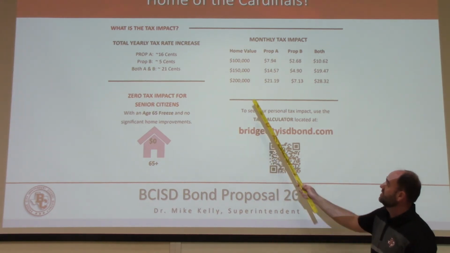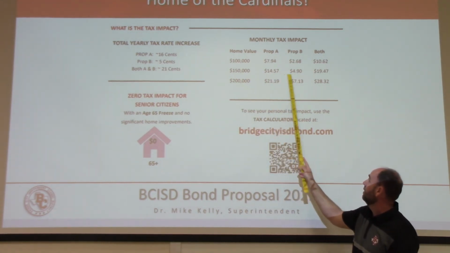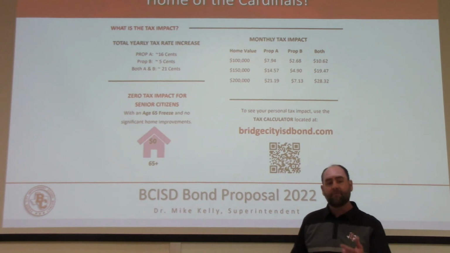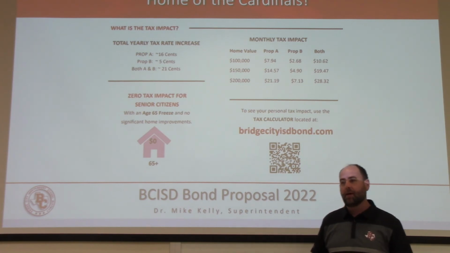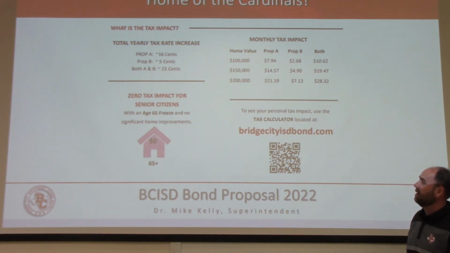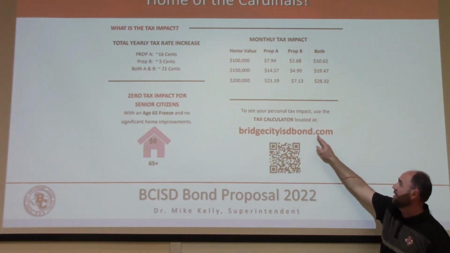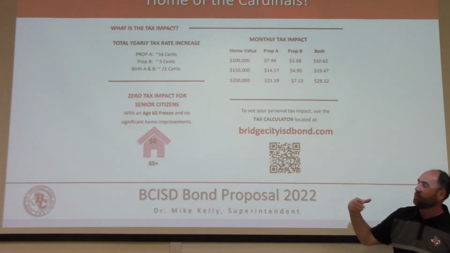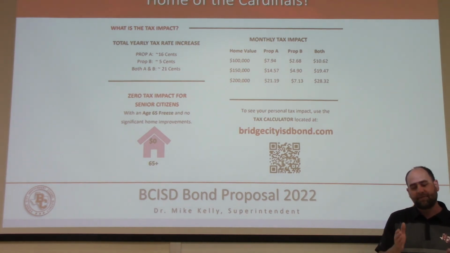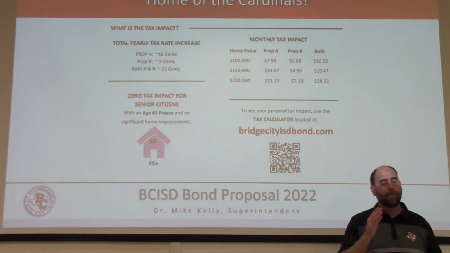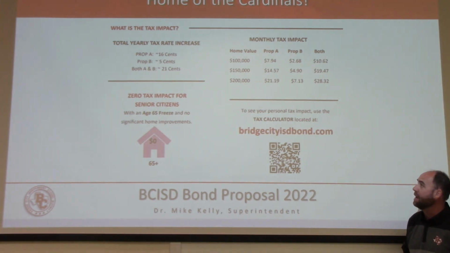The other piece that's missing is the average home in Bridge City ISD is $183,000, which would fall right in here if both proposals were to pass. The average home in Bridge City ISD, it would be $25 per month. That is the effect on that home. That is why it's very, very important for you to use our tax calculator that's located on our bond website. This QR code will take you to that bond website. Use our bond calculator and understand that the figures that it shows you are assuming that propositions A and B pass. So when you get those numbers, that is assuming A and B are passing.